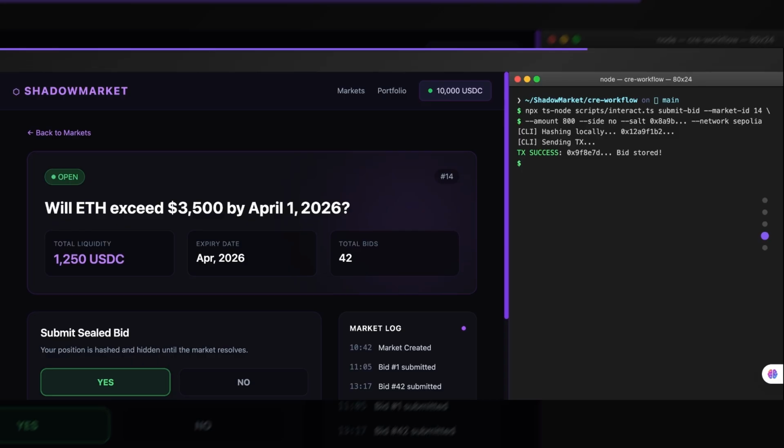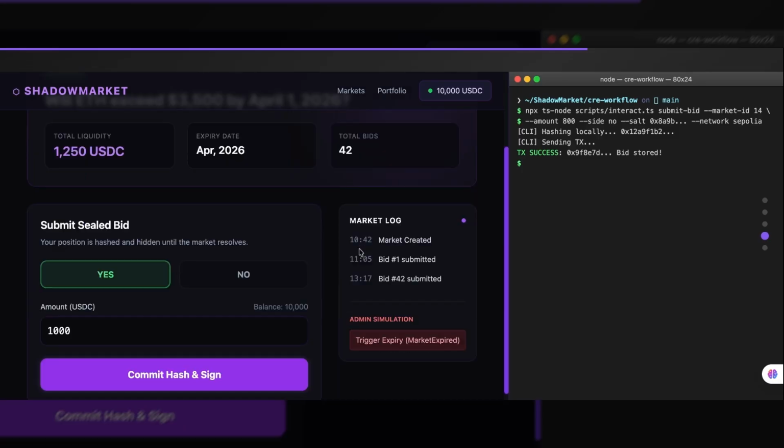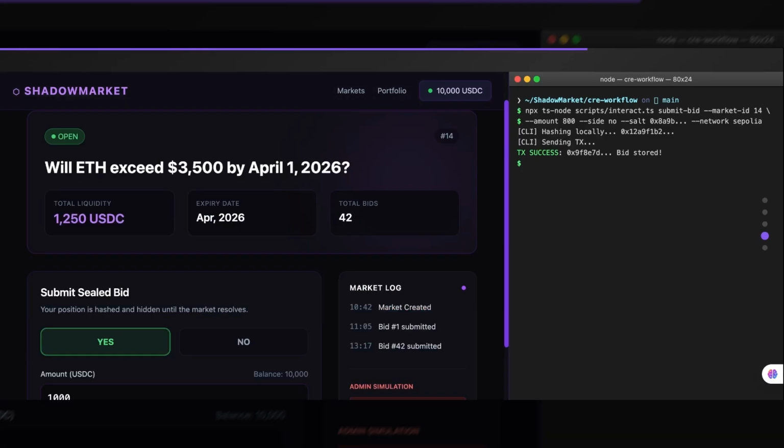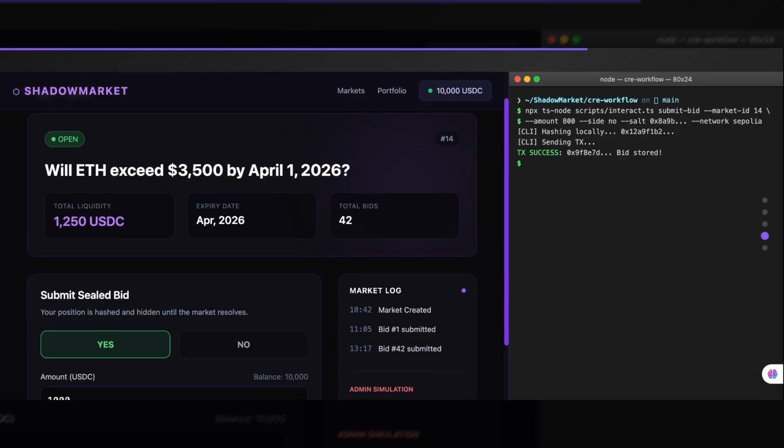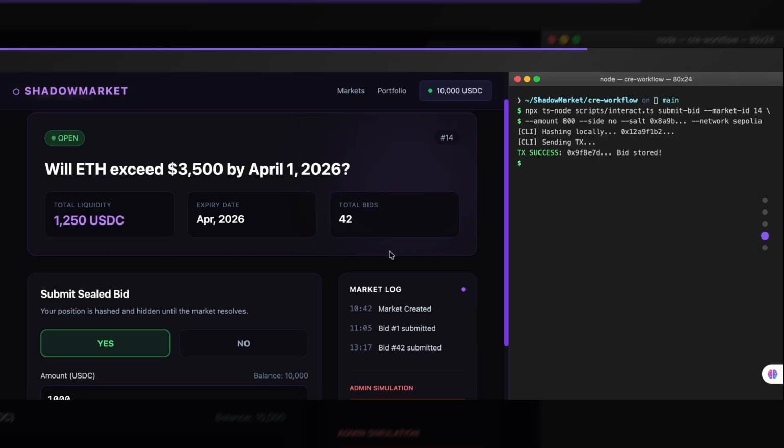We now prove our original commitment by publishing our cleartext side, the 1,000 USDC, and our original secret salt to the contract, locking our funds into the pool. Now, the heavy lifting begins. The Chainlink CRE boots up, sensing the market expiration. It instantly spins up a secure environment.